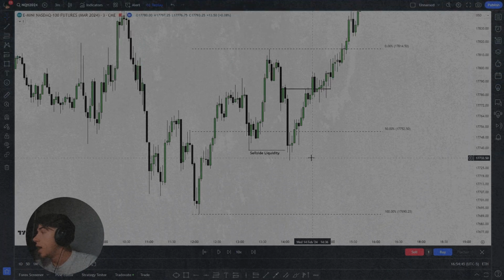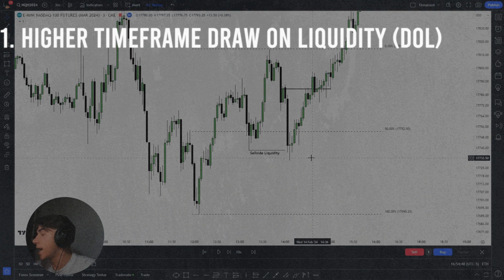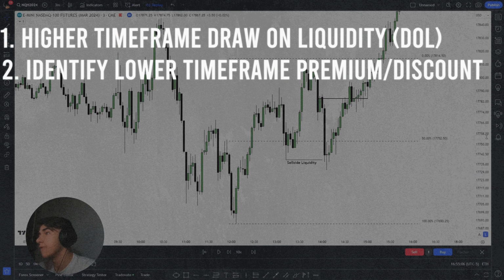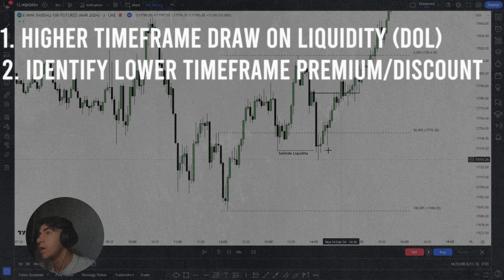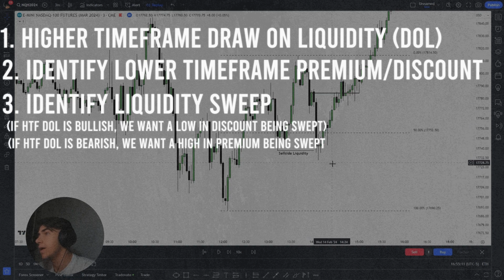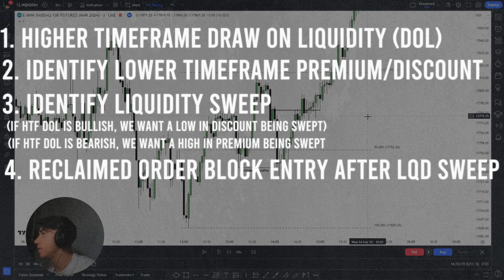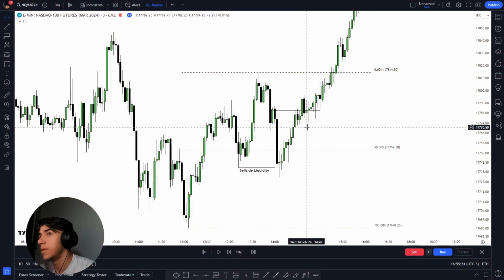What do we do? Higher time frame, we look for a higher time frame bias, right? Or higher time frame drawn liquidity. We go to the lower time frame, like the 3 minute in this case. Then we find a range within that lower time frame. Here we have a 3 minute range. We identify the premium of that range and the discount. And if our higher time frame drawn liquidity is higher, we want to see some sort of sell side liquidity get swept in discount, and then a reclaimed order block get used as support. Extremely high probability trading model, and as you can see, it just repeats day in and day out.